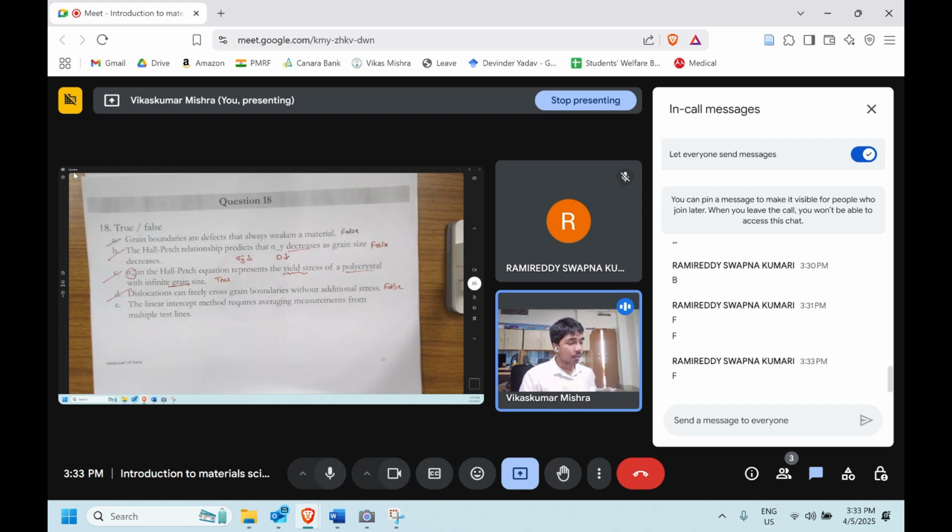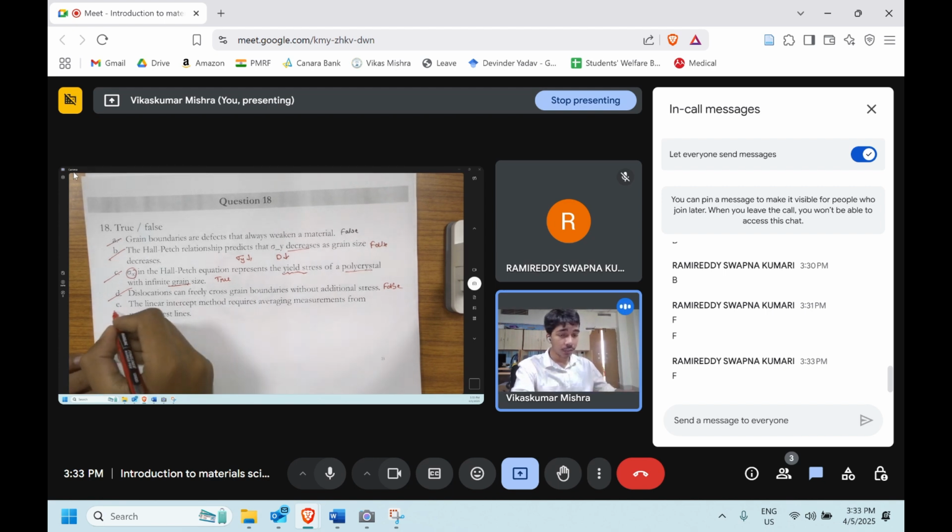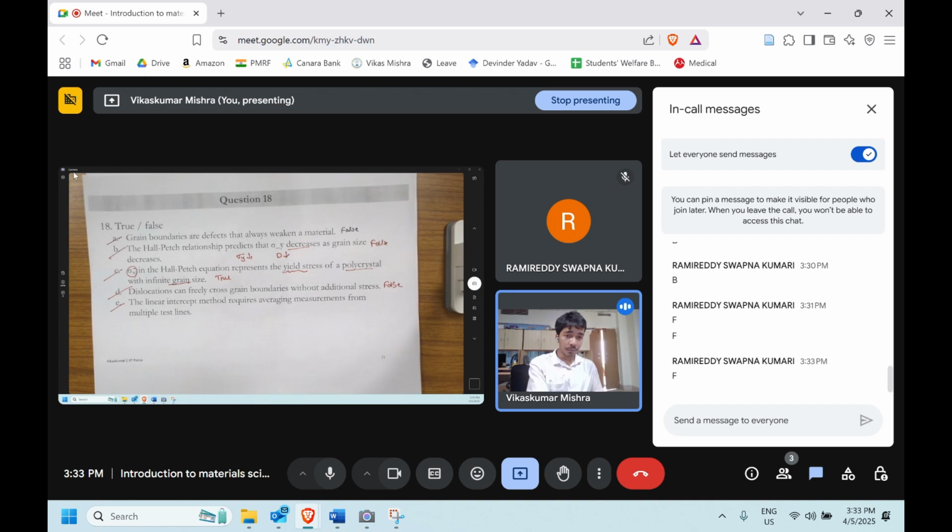The linear intercept method requires averaging measurements from multiple test lines. Again, we are talking about the grain size one. So that's true, since we are taking the mean, we'll require a number of data points. So here the answer is true.